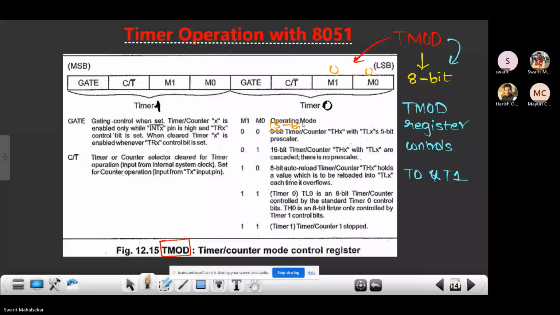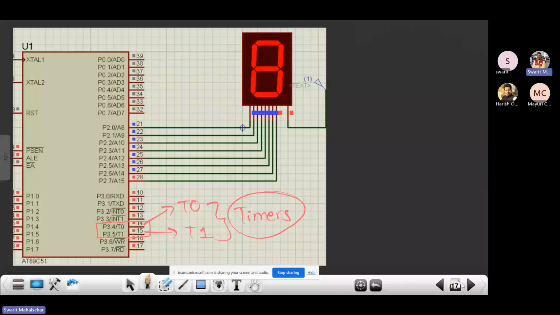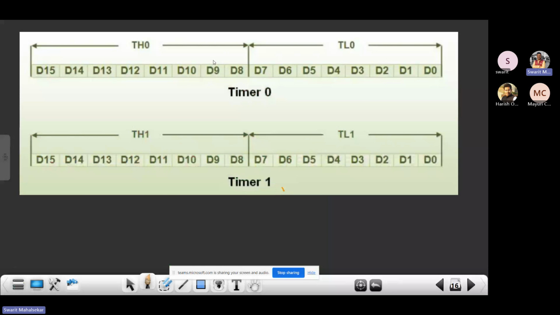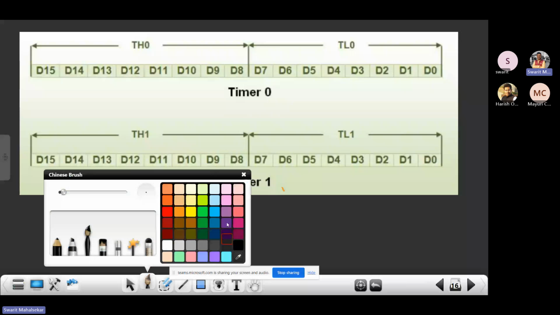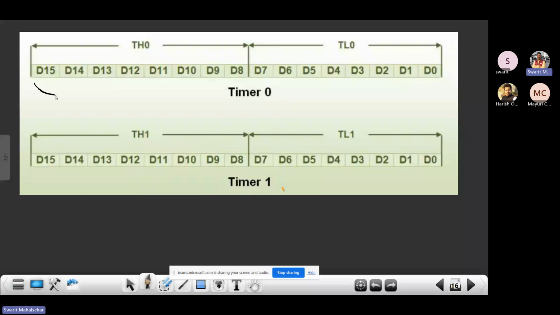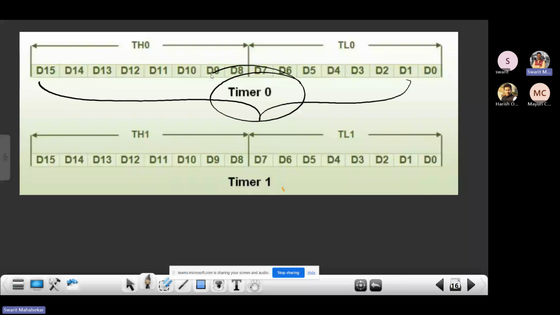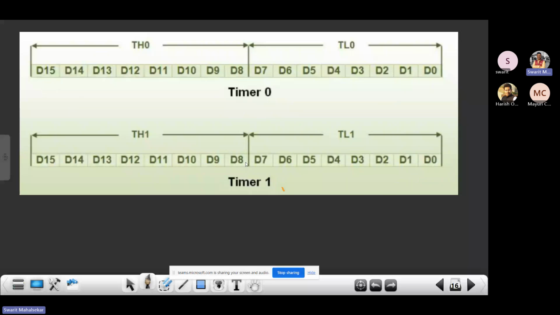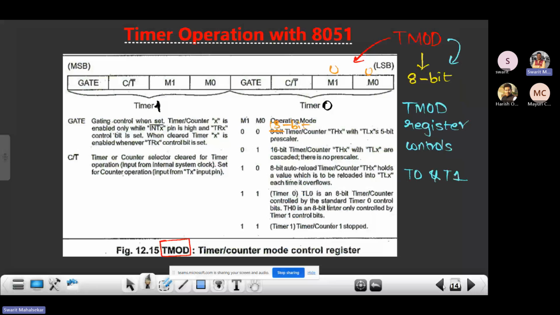As I had mentioned, the timers that are available in 8051 are of 16 bits. So you see over here, this entire thing is my timer 0. Timer 0 is divided into two: TL0, the lower byte, and TH0, the higher byte. The lower byte holds 8 bits of data from D0 to D7, and the higher byte holds another 8 bits, D8 to D15. So when I select mode 0, I'll be using only 13 bits out of it.